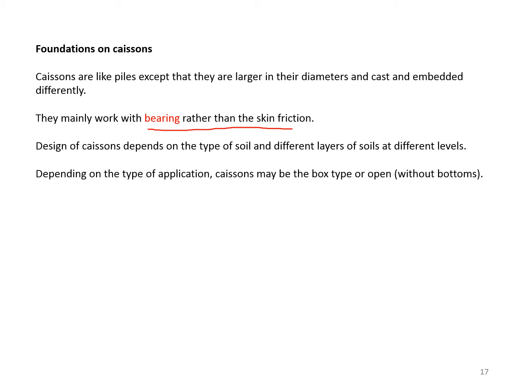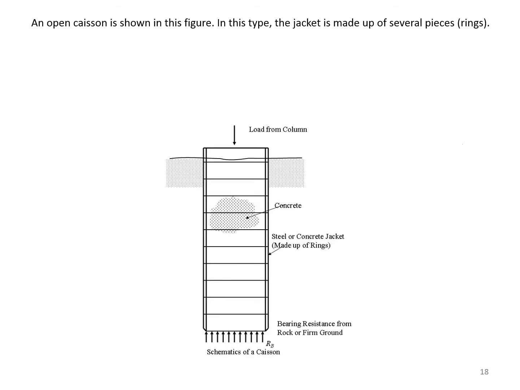Depending on the type of application, caissons may be the box type or open, in other words, without bottoms. Some are pressurized, especially when underwater work is involved. Here is an example of a caisson. This is an open caisson. In this type, the jacket is made of several pieces that we call rings.